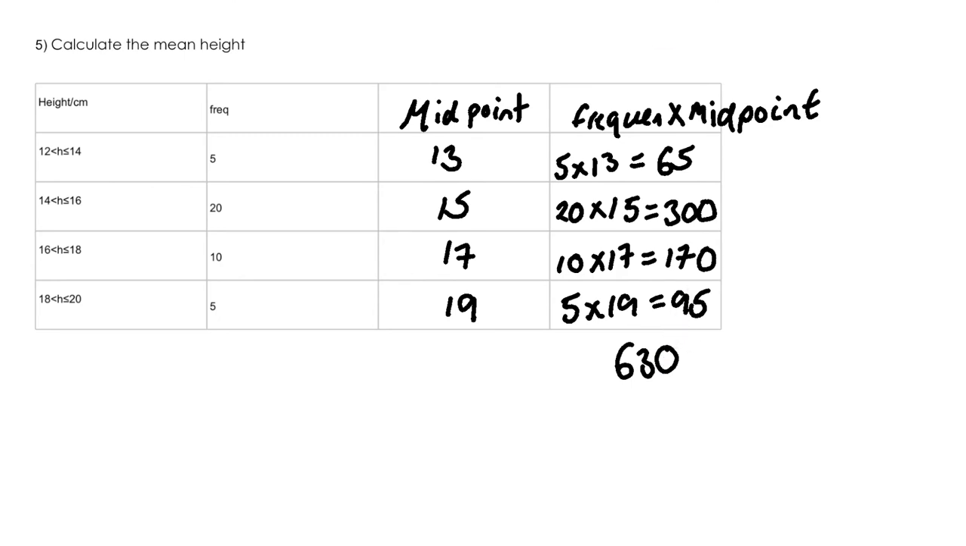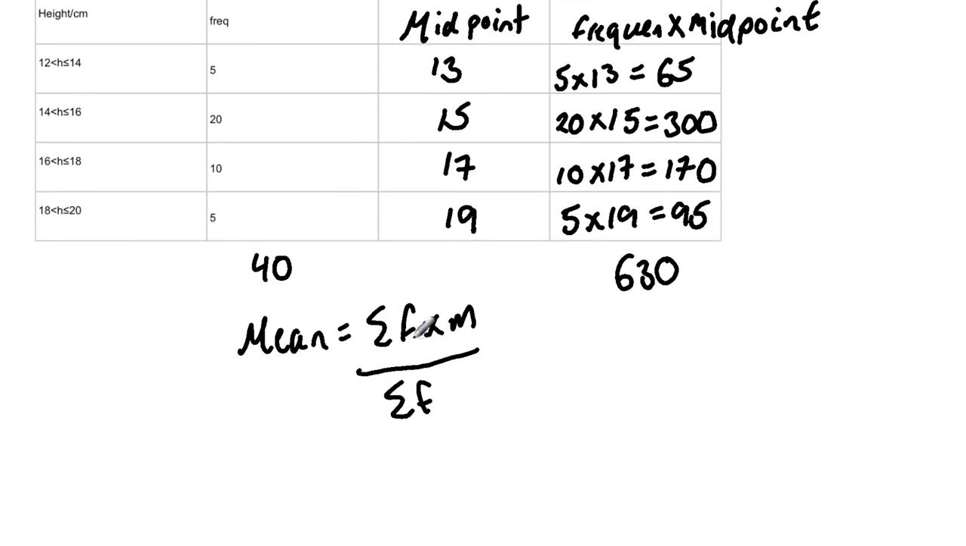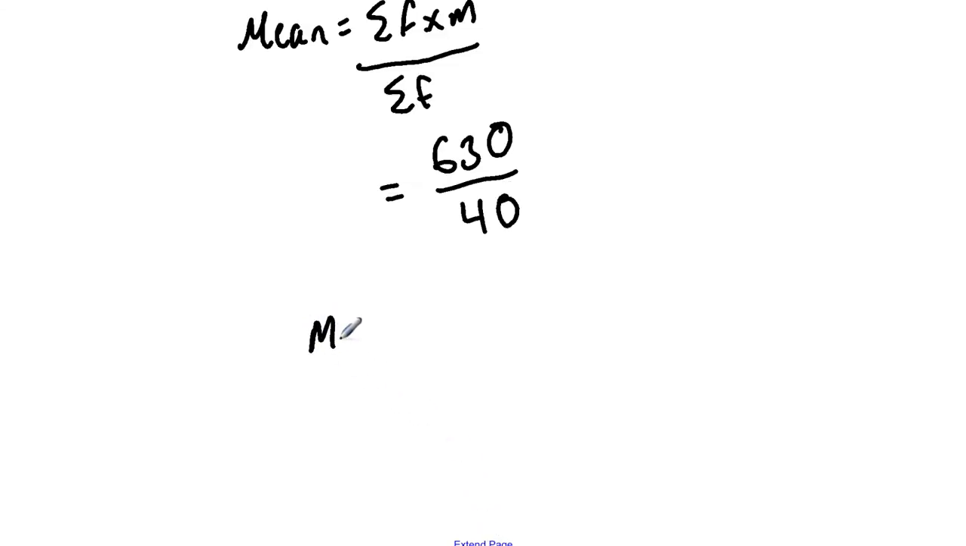I'm then going to add the total frequencies together. 5 plus 20 plus 10 plus 5 gives us 40. Now, to find the mean, we're going to be using this general equation. So the mean is equal to the summation of the frequency times the midpoint divided by the total frequency. So in this case, we have the summation of frequency times the midpoint, which is 630 divided by 40. Therefore, the mean is equal to 15.75, and that's our final answer.